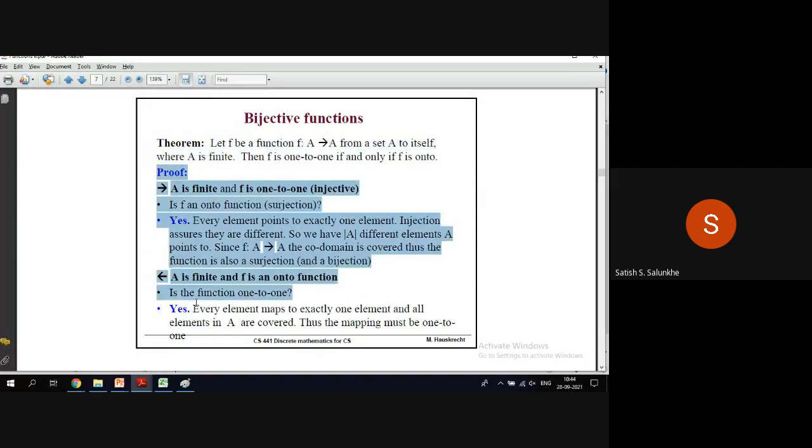Based on this proof, we are now proving that when a function f is from a set to itself, and when the domain and codomain are both finite, then this function is one to one if and only if f is onto. What does this if and only if statement mean? If and only if means what?